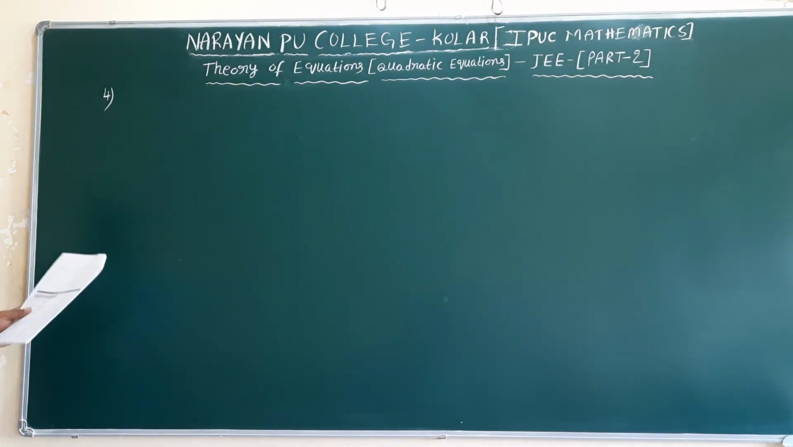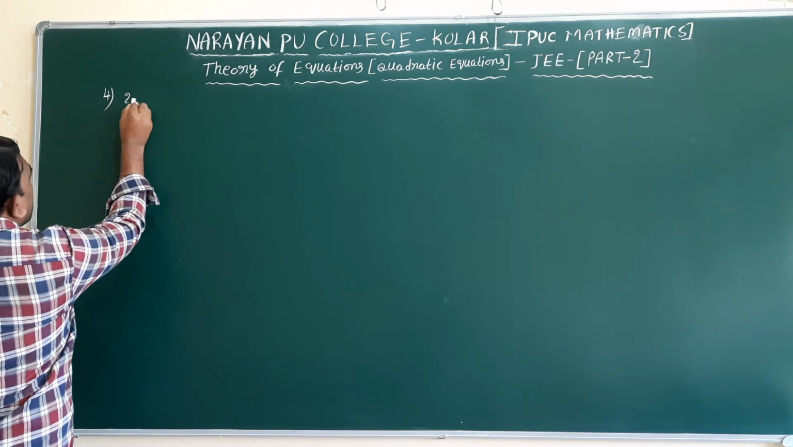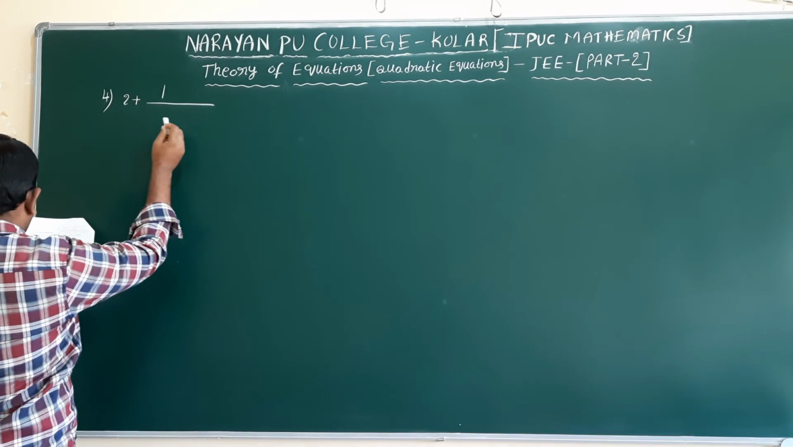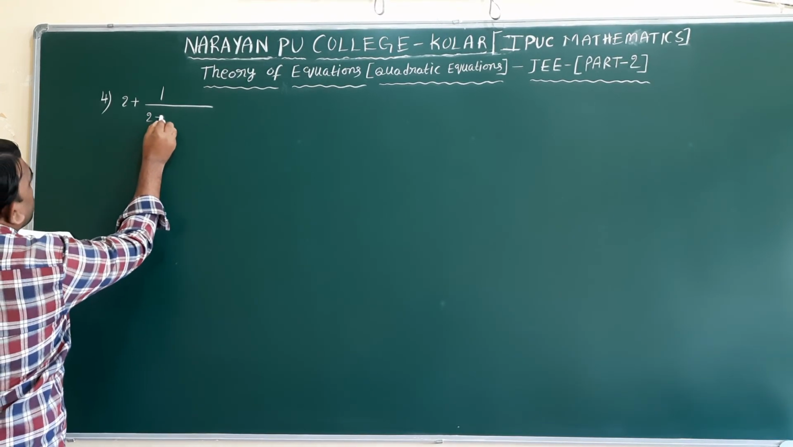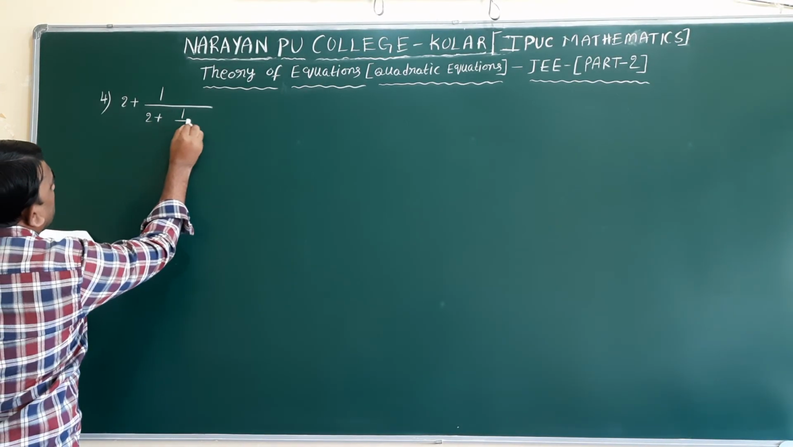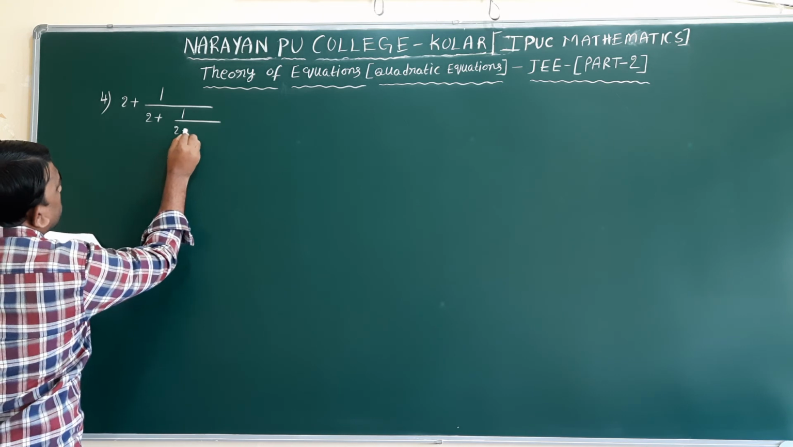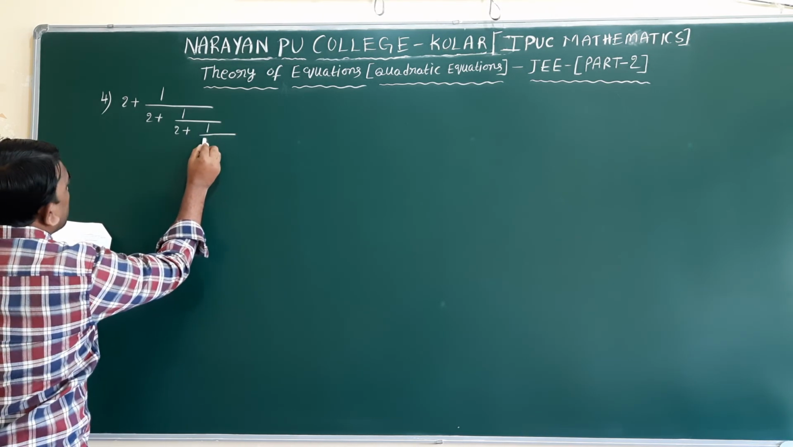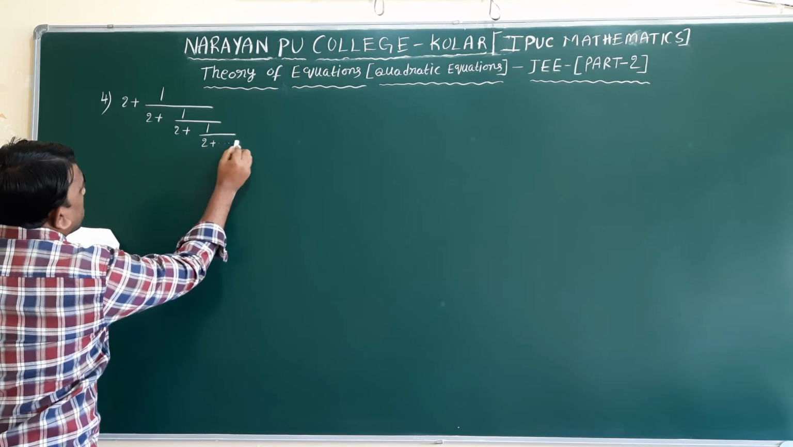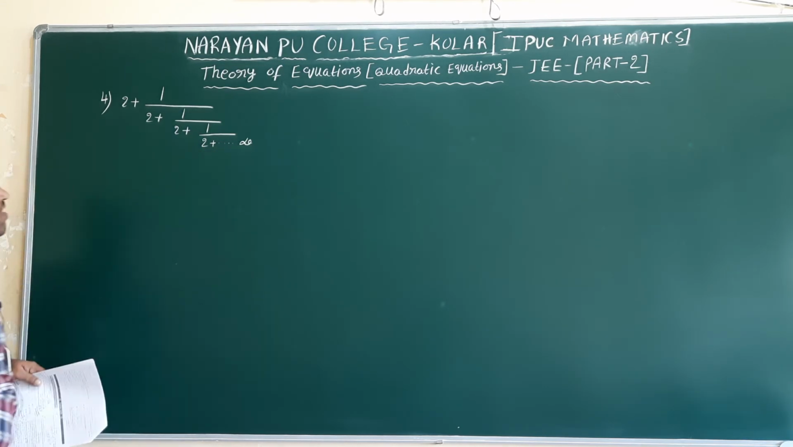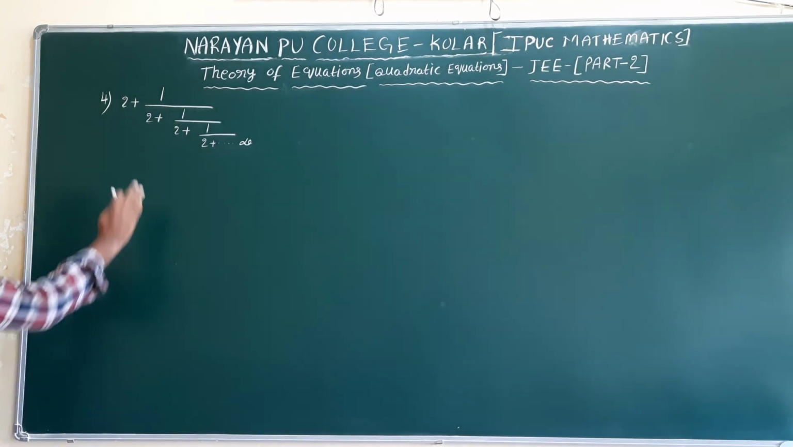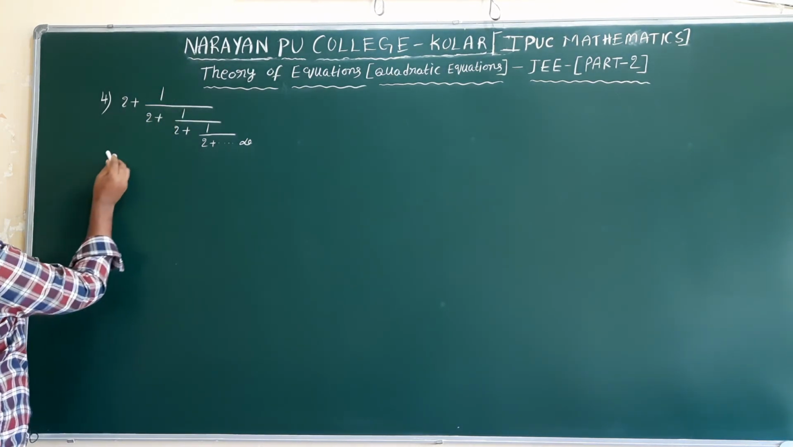The value of 2 plus 1 divided by 2 plus 1 divided by 2 plus 1 divided by 2 plus, and so on up to infinity. So we need to find the value of this. So let us take the given expression as x.